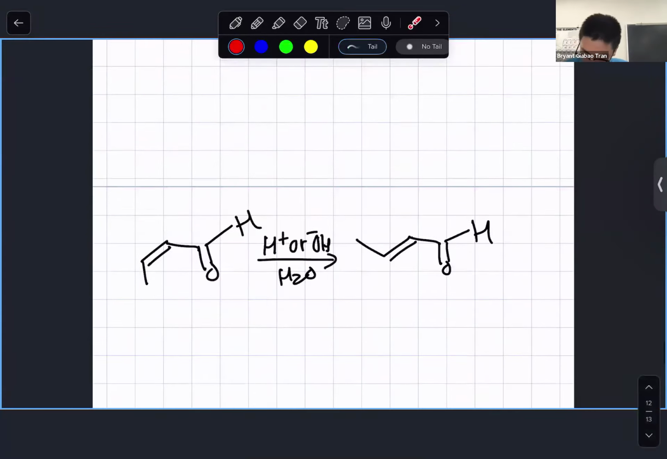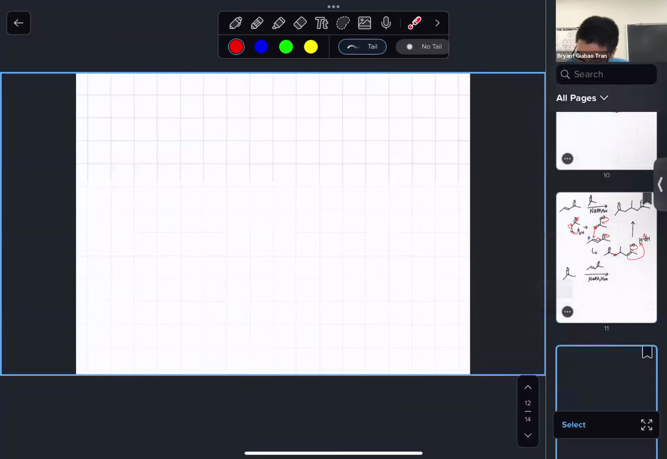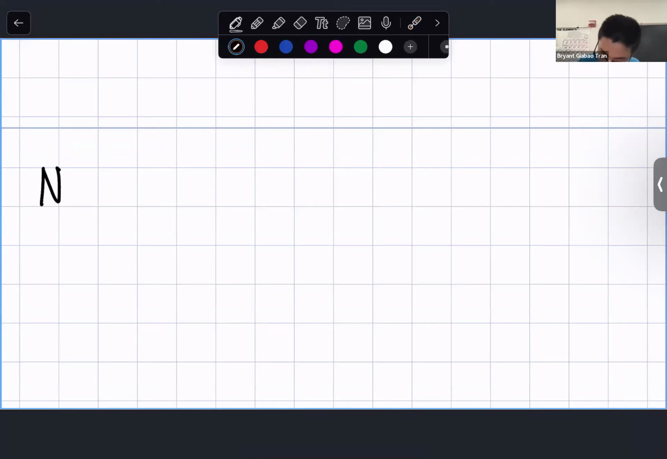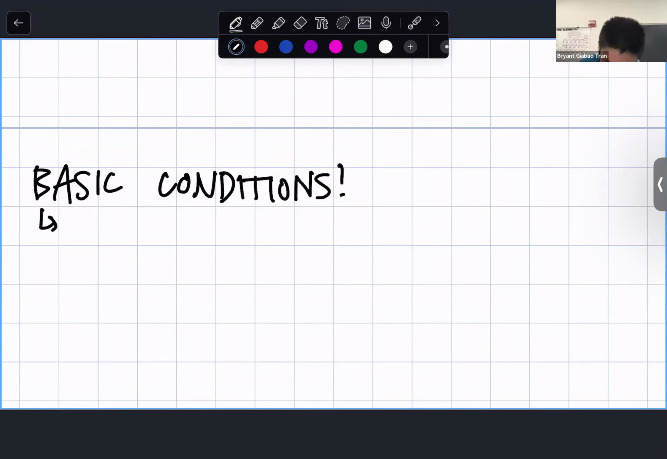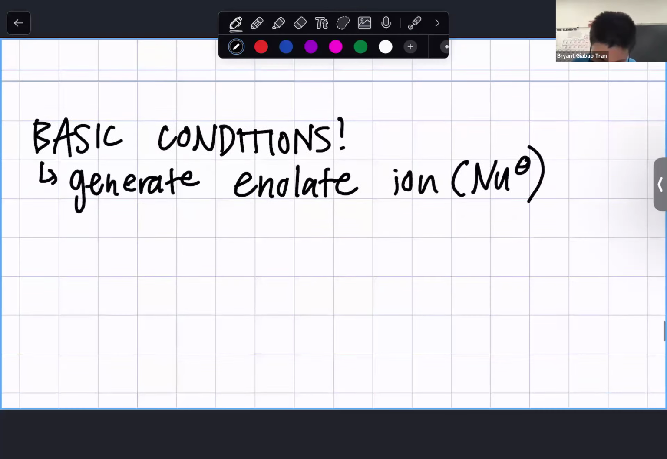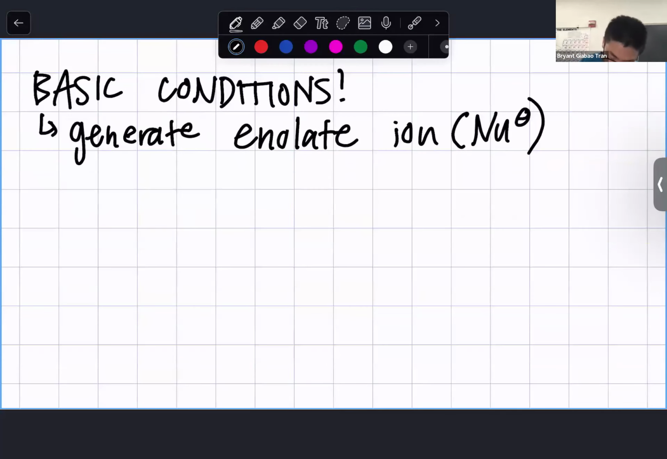Let me make a quick chart for you to determine the difference between Aldol, Michael, and Robinson. All of these reactions will happen in basic conditions. The reason is that we want to generate the enolate ion, which is the nucleophile in all of these reactions. Nucleophile for Aldol, Michael, and Robinson.